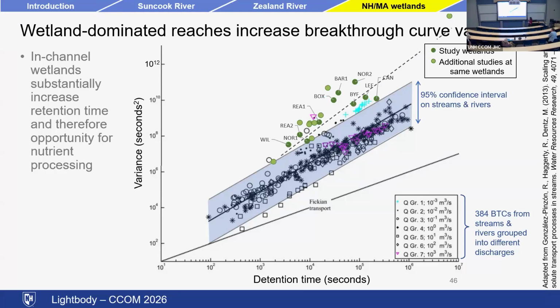Streams exhibit behavior that is above what we would expect from Fickian transport. So this is sort of a historical study of streams. And if we add wetlands, we're getting even more transient storage or even more variance in the curve than we would expect from streams. So the conclusion from this is that in-channel wetlands substantially increase residence time, retention time, and therefore the opportunity for nutrient processing. And that's not even considering the fact that wetlands often contain very active biogeochemical communities where reaction rates are actually higher.